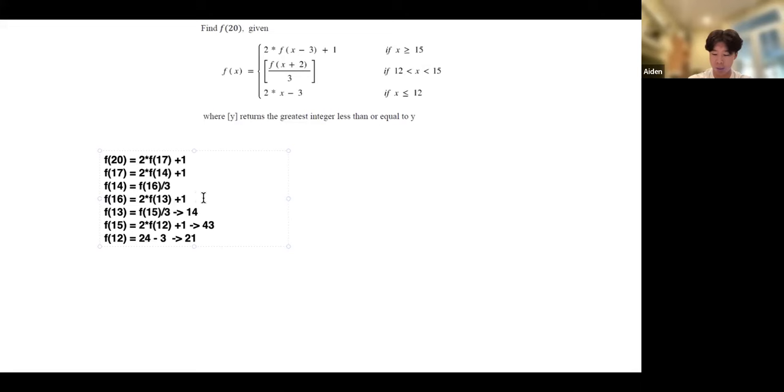And then we go back up to this one. So f of 13 is equal to 14, which means that f of 16, which is 2 times f of 13 plus 1, is equal to 29. And so you can kind of see that we're using the base value we got at the bottom to climb back up the ladder. For this one, we're trying to find f of 14, and we know that f of 16 is equal to 29. And so we just divide that by 3 and then round down to the nearest whole number.